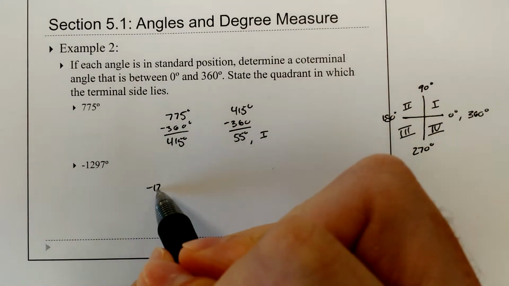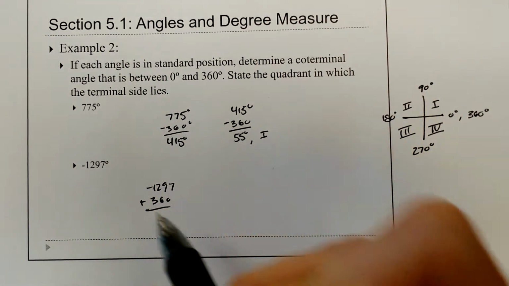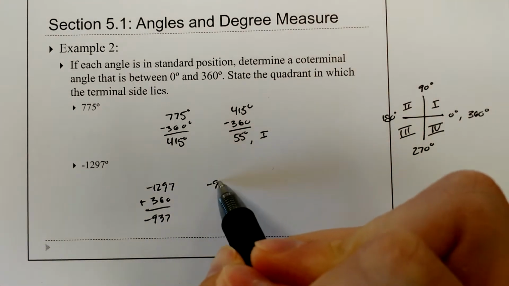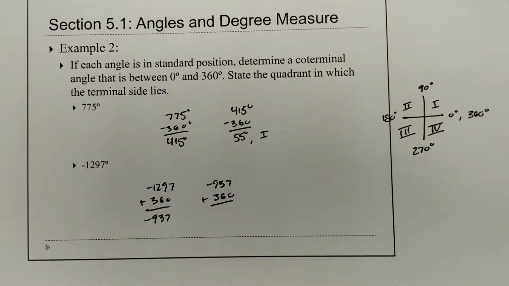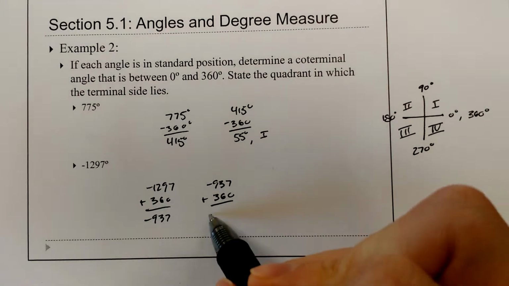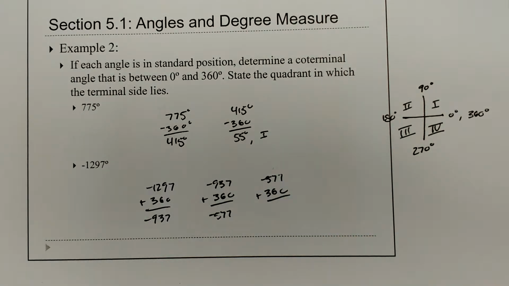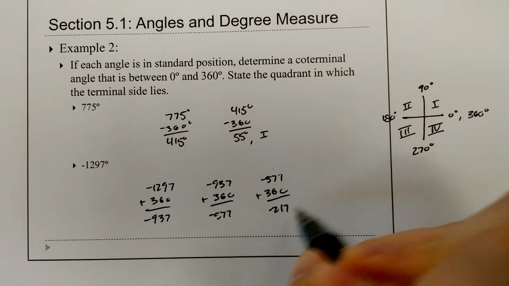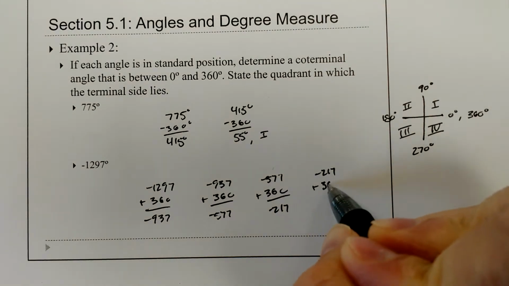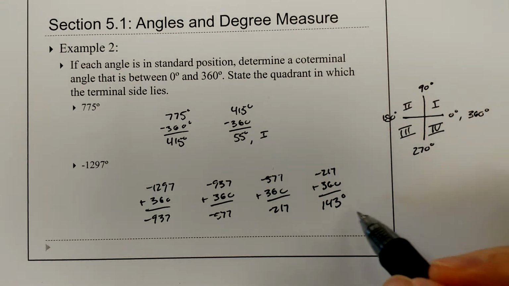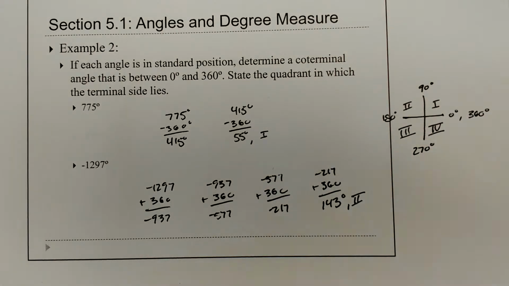So negative 1297, we're going to have to add 360s because you've got a negative angle. So adding 360 once gives you negative 397, which isn't between 0 and 360, so we have to add another one. Still not big enough. Still not big enough. 143. So that's between 0 and 360. 143 is between 90 and 180, so this angle is in quadrant 2.